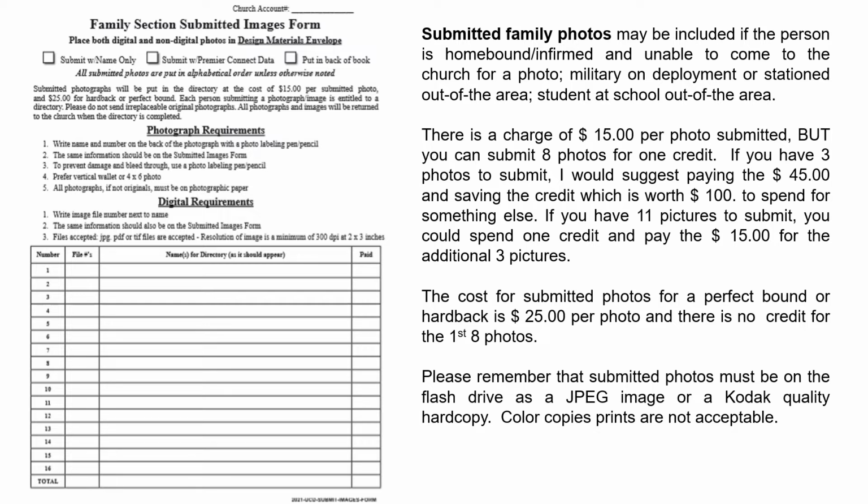If you have 11 pictures to submit, you can submit 1 credit and pay the $15 for the additional 3 pictures. The cost for submitted photos for a perfect bound or hardback is $25 per photo, and there is no credit for the first 8 photos. Remember that submitted photos must be on a flash drive as a JPEG image or a Kodak quality hard copy. Color copier printers are not acceptable.